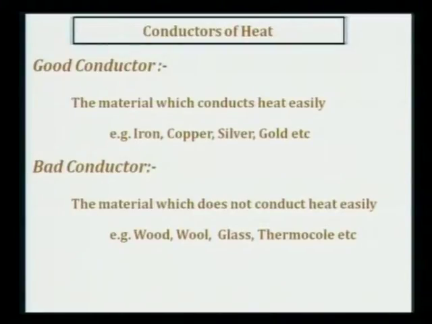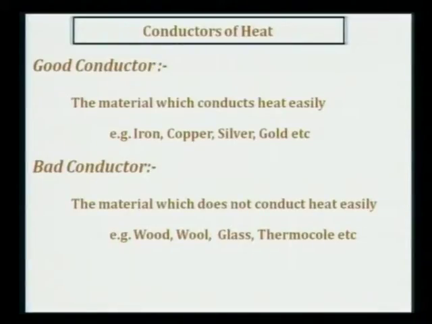That means if you heat one region of such bodies, the heat energy will be transmitted to another region easily. Then it is called a good conductor. And a bad conductor is the material which does not allow transmission of heat from one region to another easily. For example, wood. You cannot transfer heat energy from one region to another in case of wood.